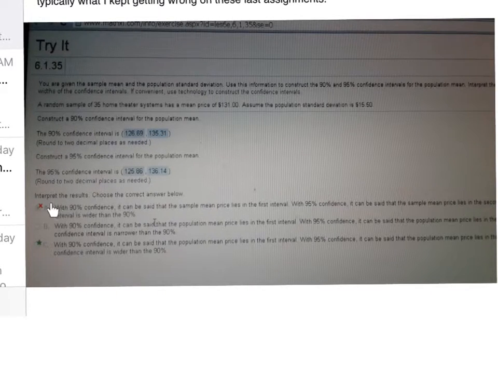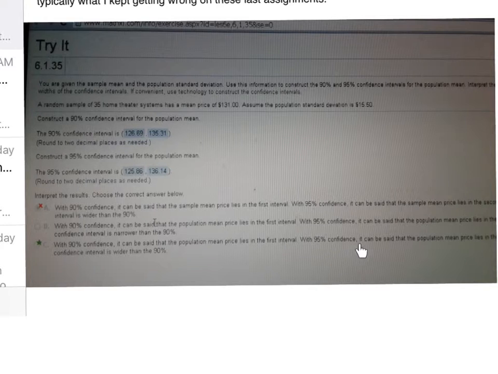So down here, you want to interpret the result, and in this first choice here, with 90% confident, it can be the sample mean. Well, we're not trying to draw a conclusion about the sample mean. I mean, we know exactly what the sample mean is. It's the population mean that we're trying to draw a conclusion about. And so this, with 90% confidence, it can be said the population mean. So these two do mention the population mean lies in the interval.